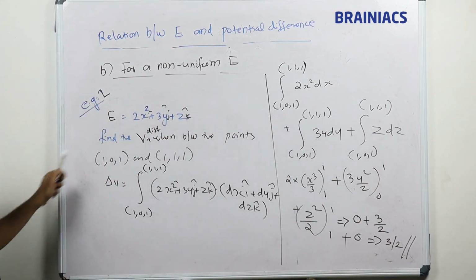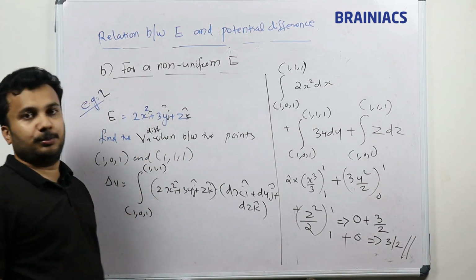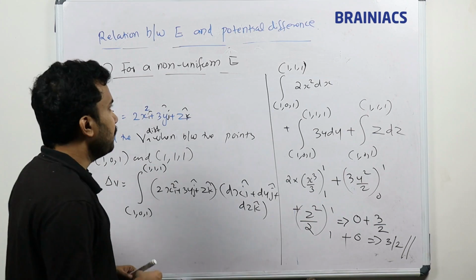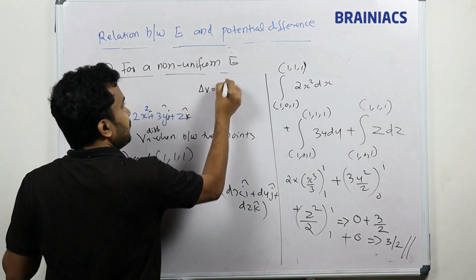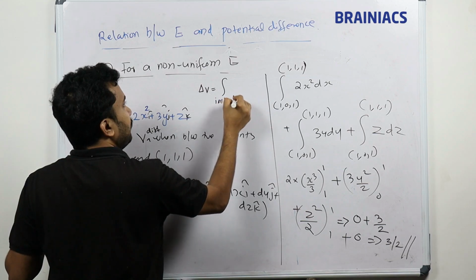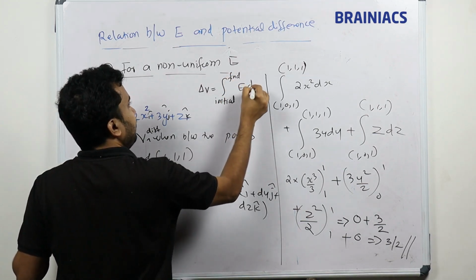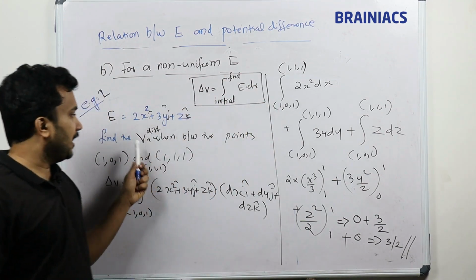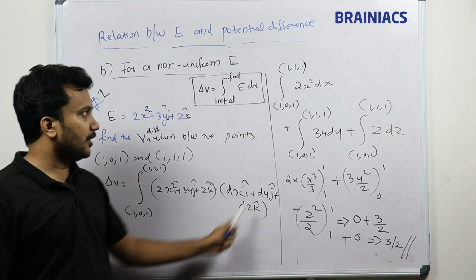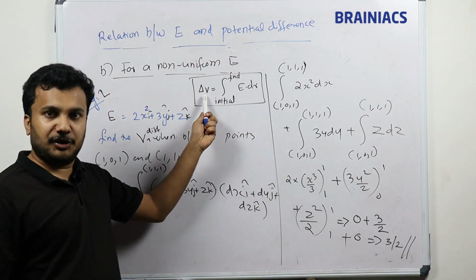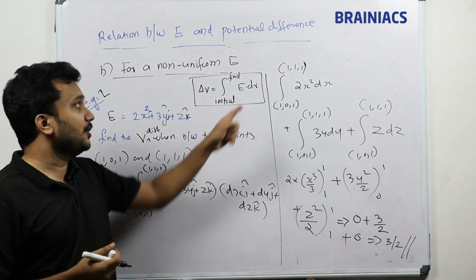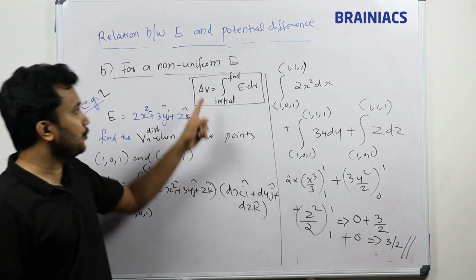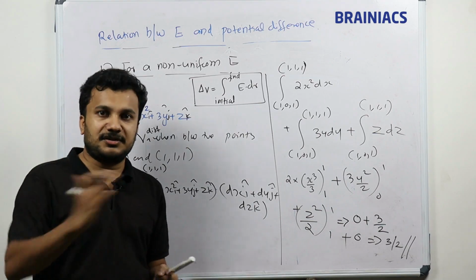So 3 by 2 is the value of the potential difference between these 2 points, and it is a positive value. Two things we have to understand. We know this equation, delta V is equal to the integral from initial point to final point of E dot dr. If the electric field is given to you and you have 2 points, you have to do integrations, as we have seen here. If the potential is given to you, you have to do differentiation to find the electric field. If the electric field is given to you, you have to do integration to find the potential. So remember this concept, just opposite wise.